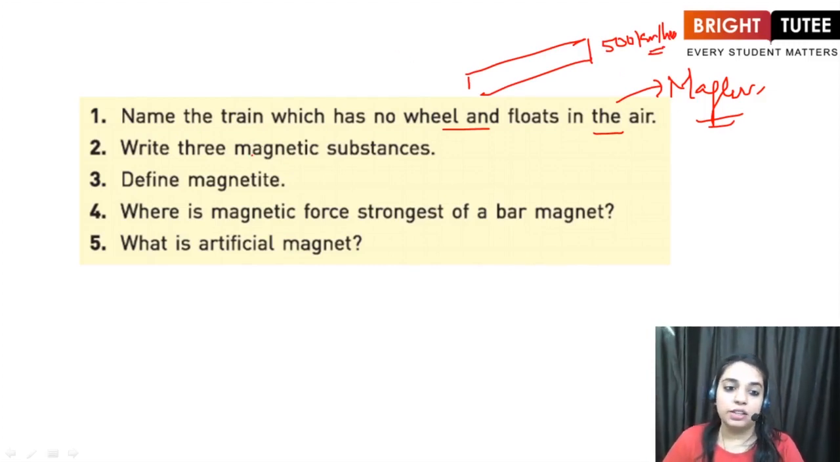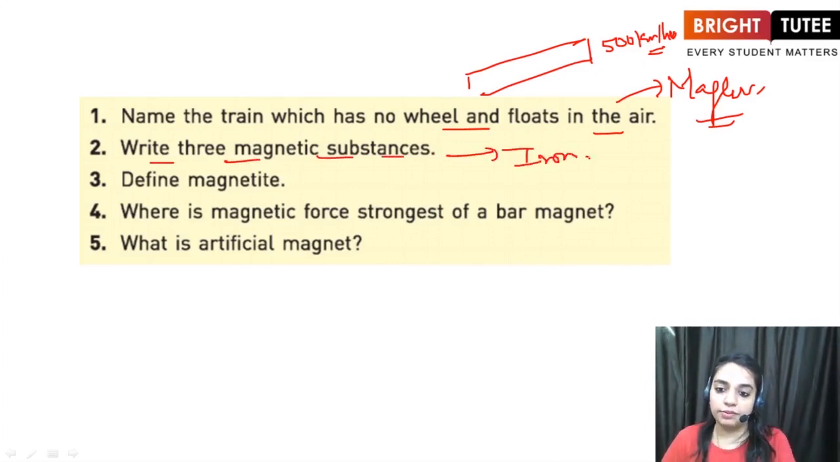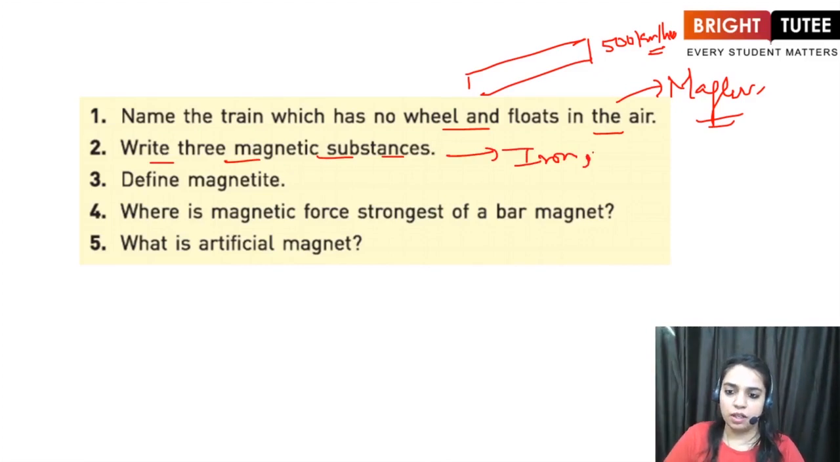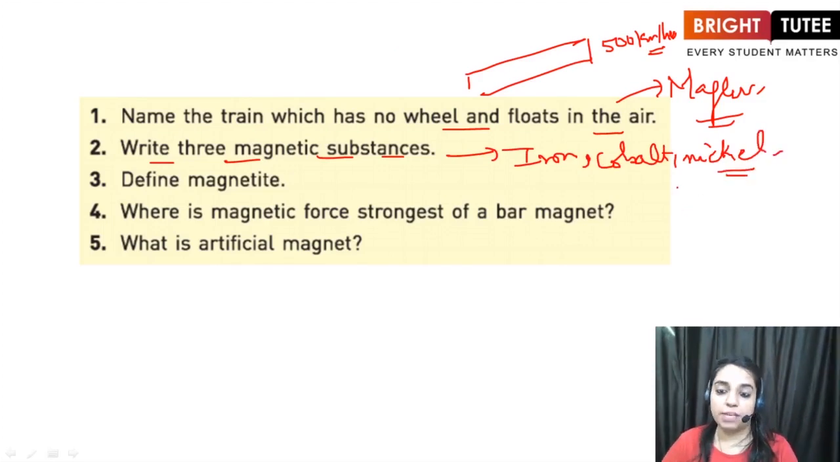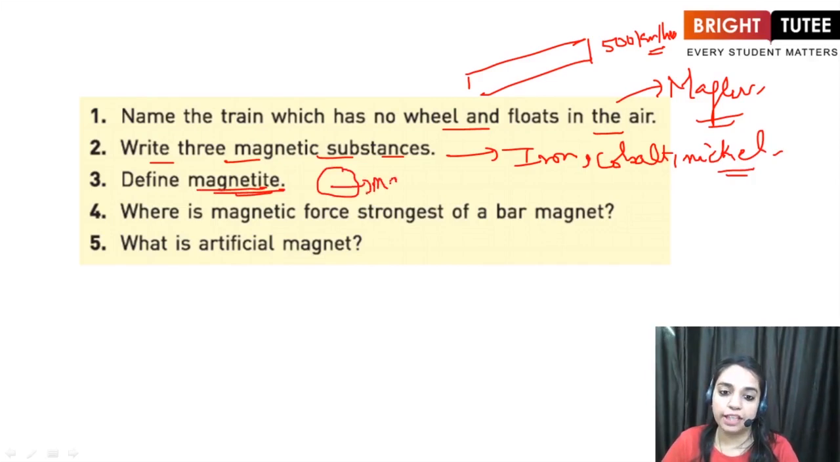Now children, you have to write three magnetic substances, which can be iron, cobalt and nickel. These are the three substances which have magnetic properties, that they can be attracted by a magnet. Then children, what is magnetite? Magnetite is the naturally occurring black colored stone which has magnetic properties, and it was the one which helped us in the discovery of magnet.